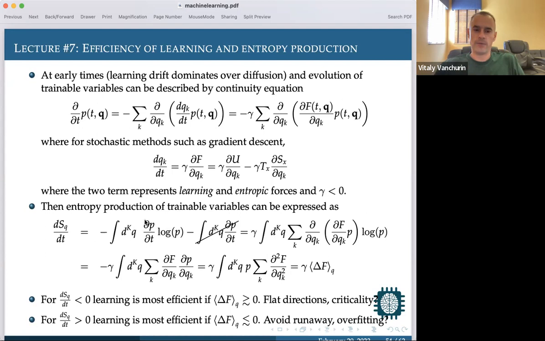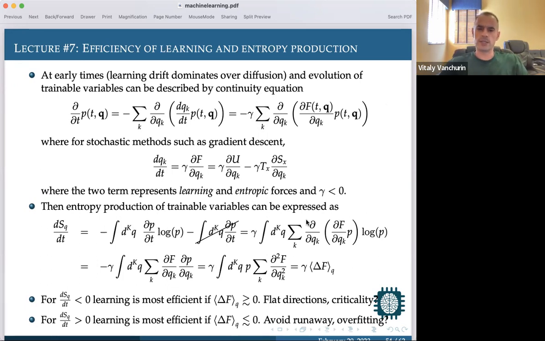So the only thing I have is this term where dp/dt I've already calculated. It's given by the continuity equation. So all I do now is plug in this expression for dp/dt. And so this is what it is. There is a minus sign, which cancels with this minus sign, and you have a gamma.